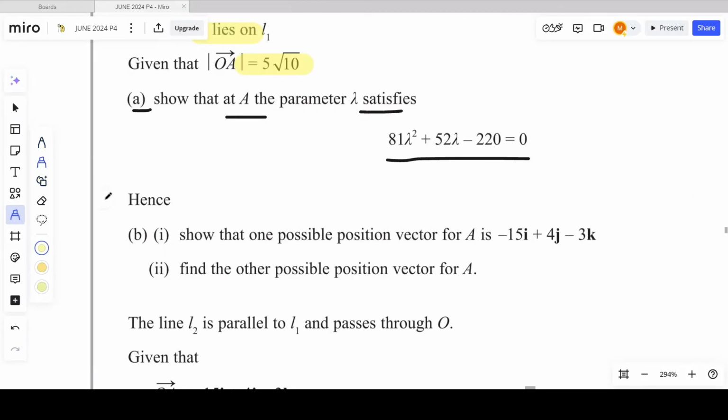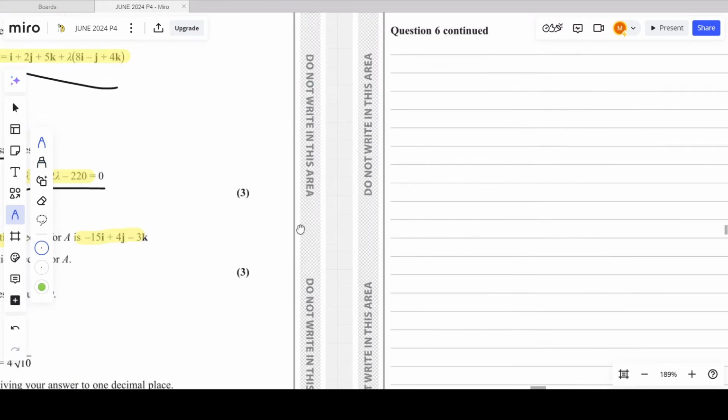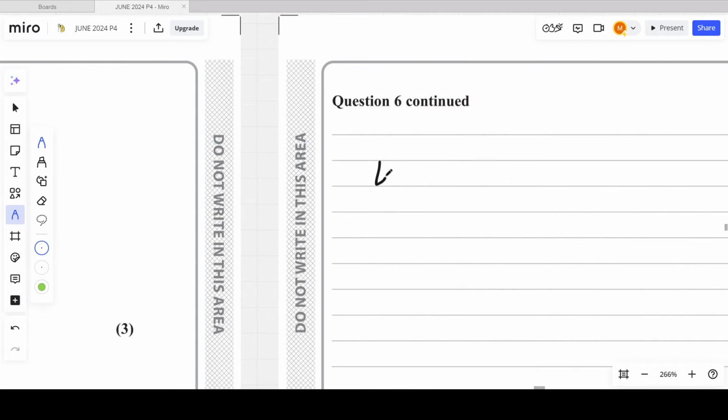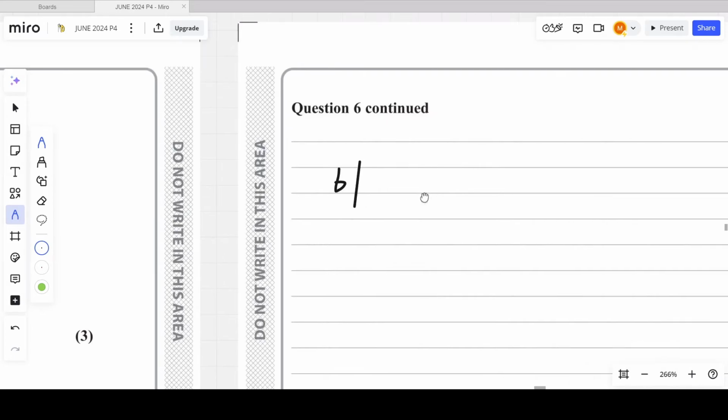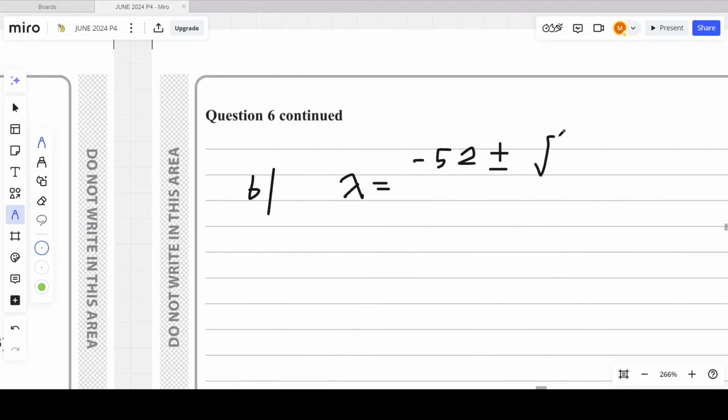Hence, that means we need to use this equation. Hence, show that one possible position vector for A is negative 15i plus 4j minus 3k. Okay, so we got the equation. Let's solve this equation. So lambda would be minus b plus or minus the square root of b squared minus 4ac.